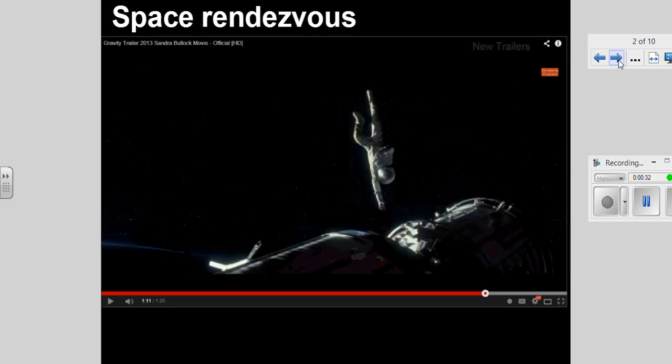I asked you to watch the trailer for Gravity. There were one or two moments where it was essential that two objects or two humans had to be in the same place at the same time. You can see in this little image, Sandra Bullock is desperately trying to have her hand rendezvous with this bit of the spacecraft. To be there at the same position at the same time is essential to her survival.